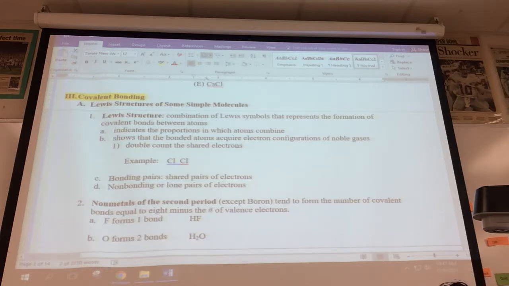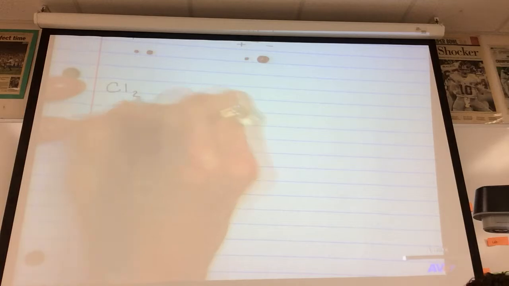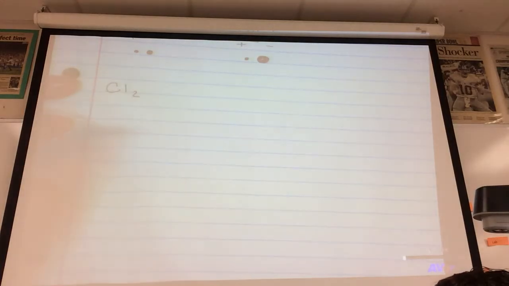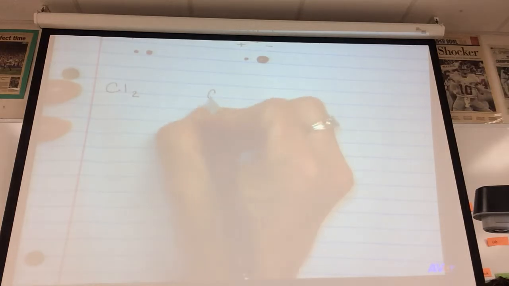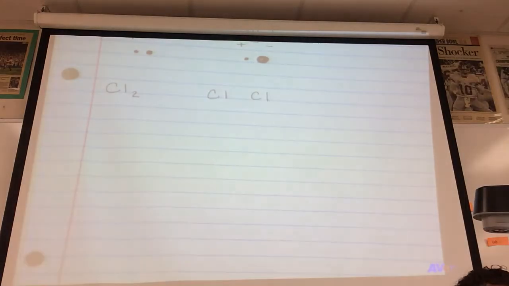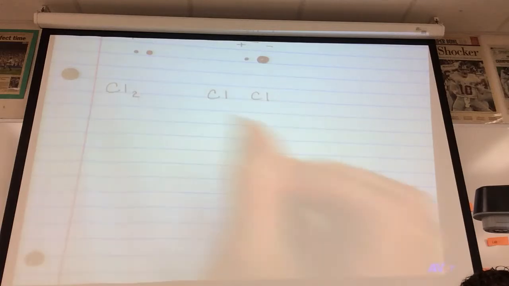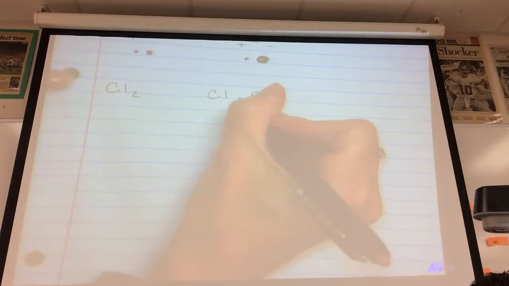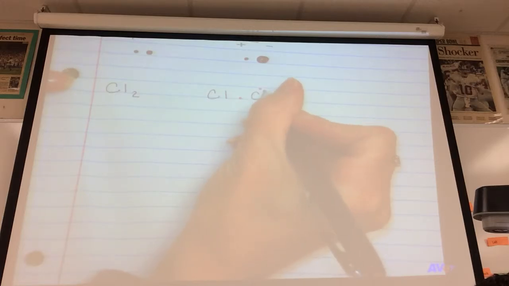All right, with Lewis structures, we're going to combine Lewis symbols for atoms such that we generate compounds. We're going to show how bonded atoms typically have the same electron configuration as noble gases. For example, if you had chlorine gas, molecular formula Cl2, if you drew the Lewis dot structure, I'll go over how to do all of this in great detail. I just want to go over a few key terms here.